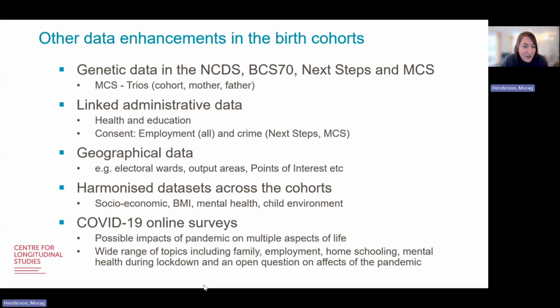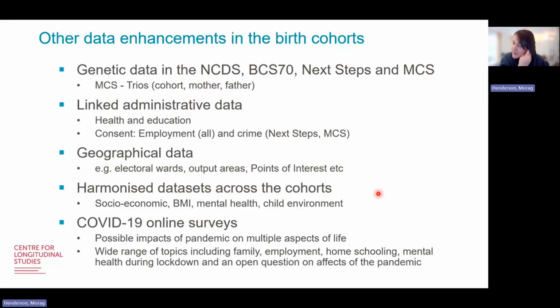Linked admin data I've mentioned, geographical data. We have quite detailed coordinates that data can be linked in, so external sources, like I mentioned, weather, pollution, green spaces, number of fast food outlets in a particular geo area. So there's real interesting opportunities for that data linkage. There's also some harmonized data sets across the cohort. So if you're interested in particular BMI or mental health, you should have a look at those in the UK data archive, and we'll mention how to access that later.